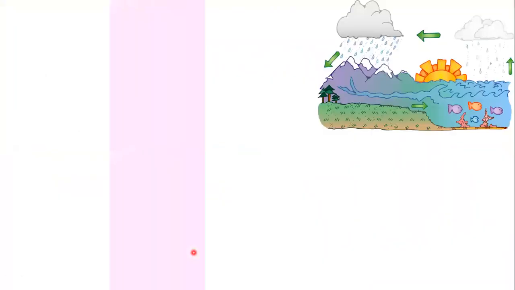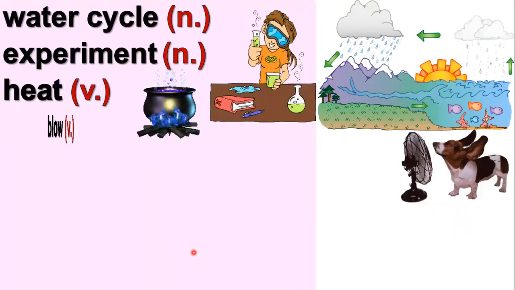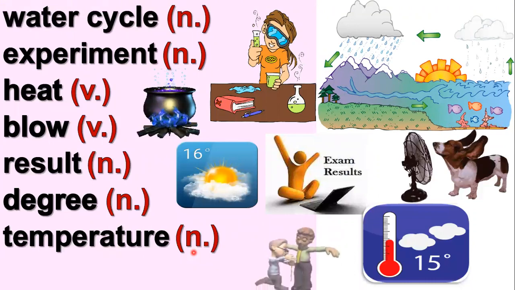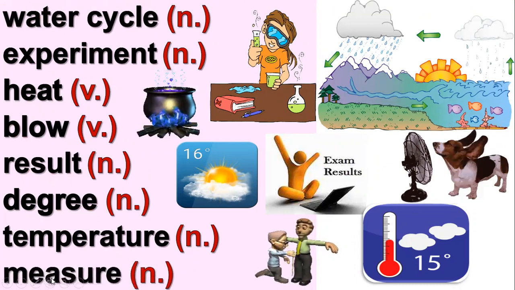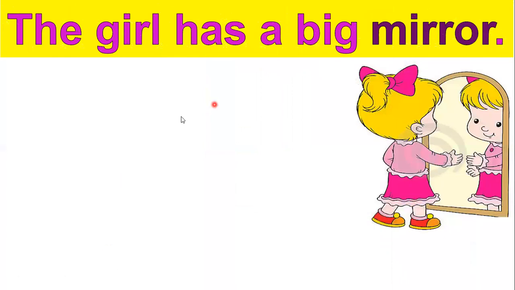So here we have these words for Unit 7: water cycle, experiment, heat, blow, result, degree, and temperature, and the verb measure, of course. Of course, you have to revise these words again and try to put them in other examples.